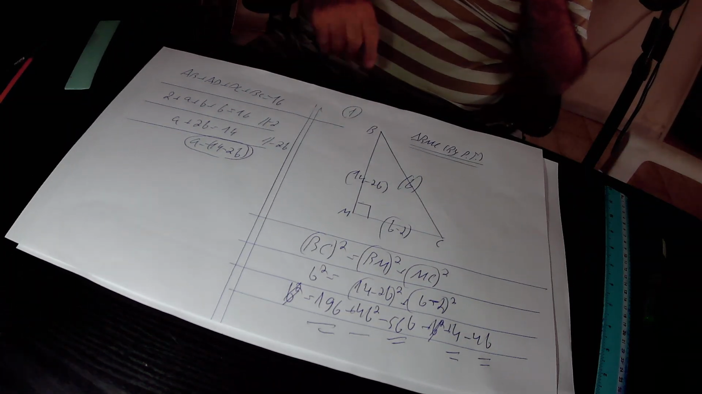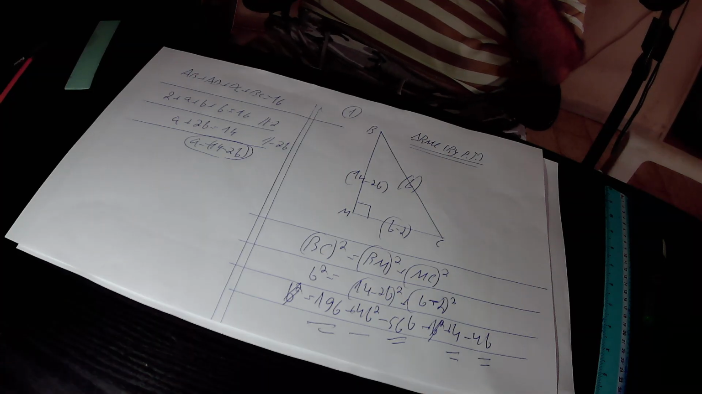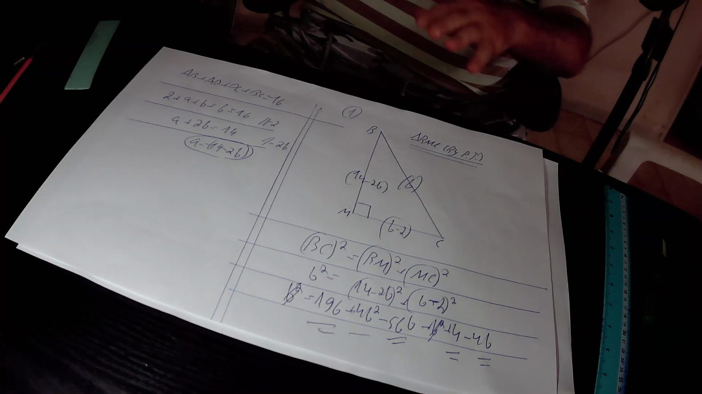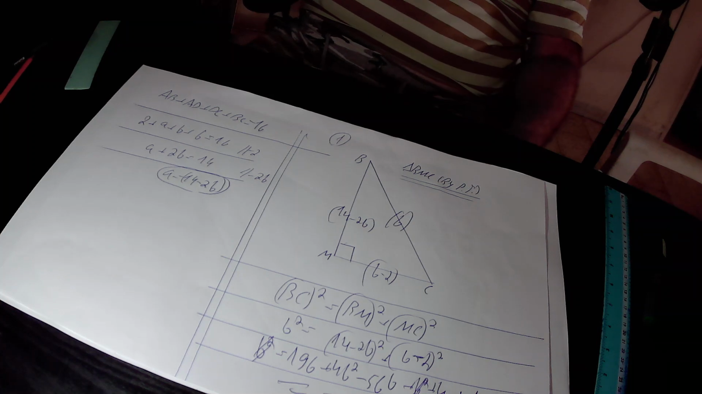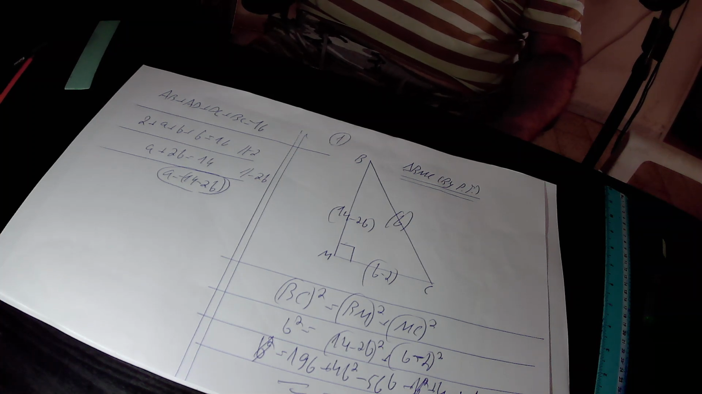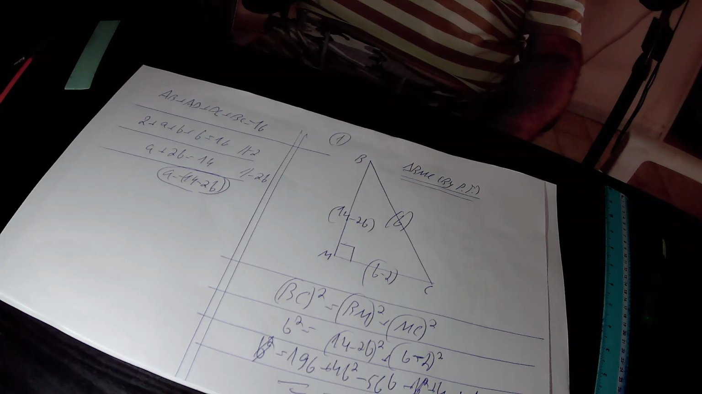This is the right triangle VMC that is coming from the original drawing. According to the Pythagoras theorem, in this right triangle VMC, BC squared, that is the square of the hypotenuse, equals BM squared plus MC squared. BC is B, therefore BC squared is B squared, and it equals BM squared. BM is 14 minus B, therefore BM squared is (14 minus 2B) squared.